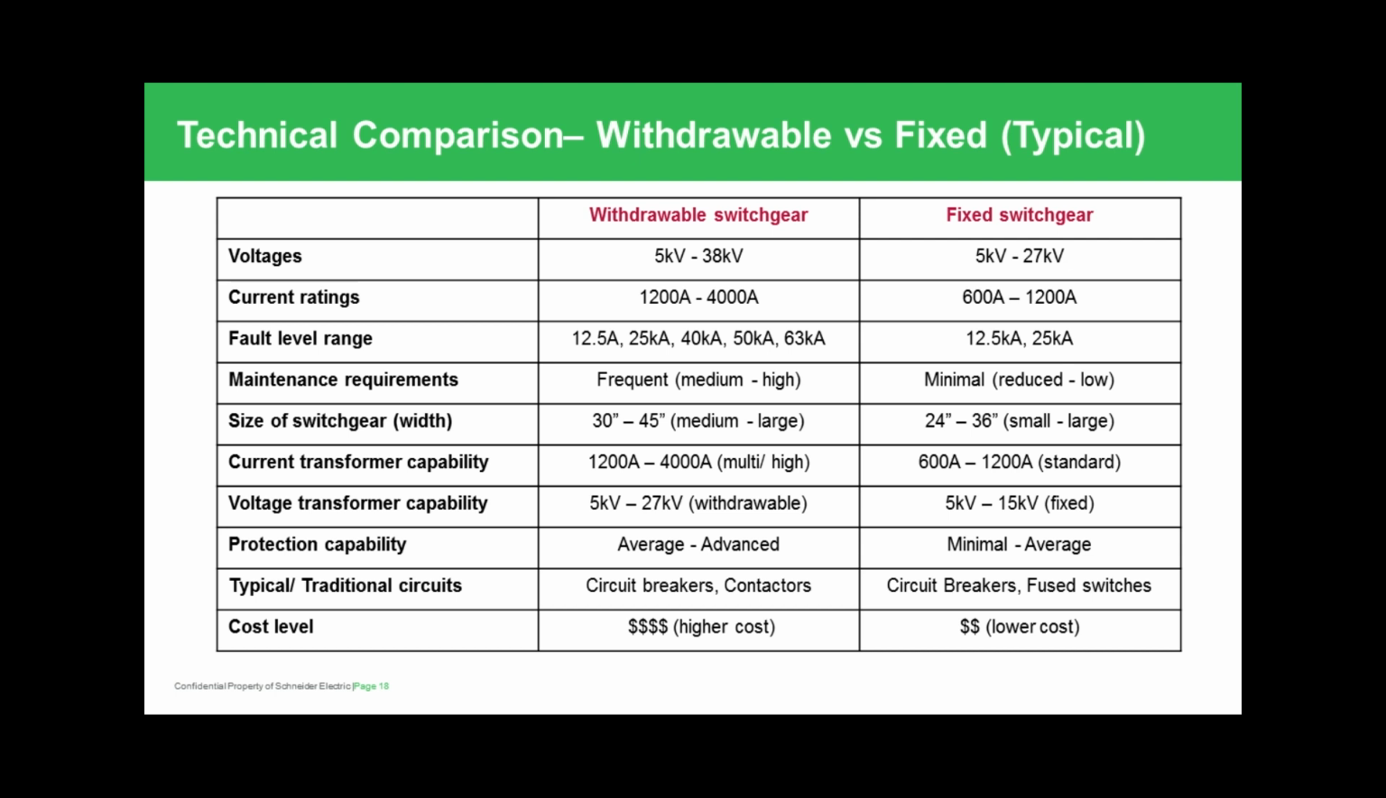Your protection capability with your withdrawable switchgear, you're looking at more average to advanced type of switching application protection schemes. And then with your fixed switchgear, you're looking at basic, medium applications, overcurrent protections, things like that. So your typical withdrawable would have circuit breakers and contactors that are withdrawable, and then for your fixed switchgear, you can have circuit breakers or you can have a fuse type of application. And then your costs, again, this would be your total cost of ownership. It could be your upfront cost of your withdrawable will typically be higher.